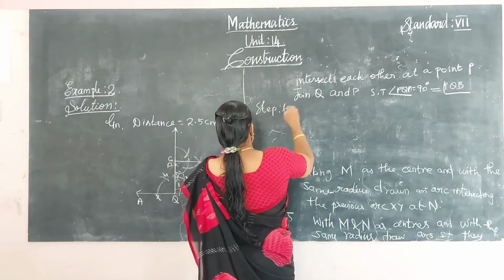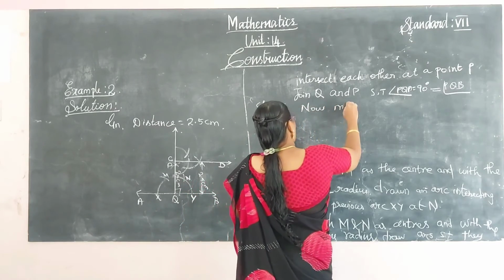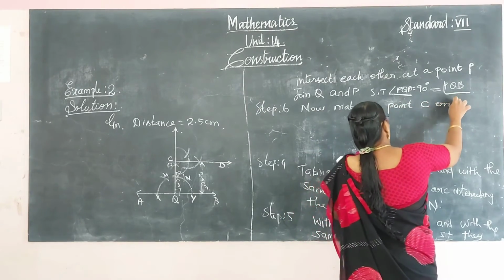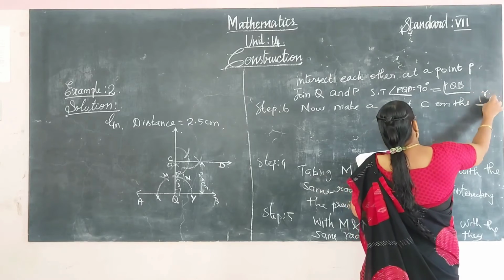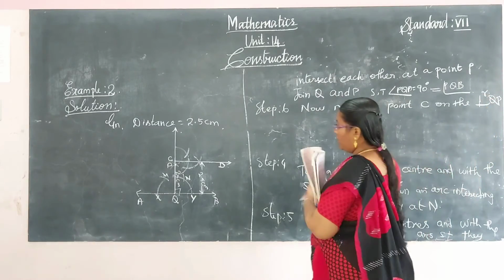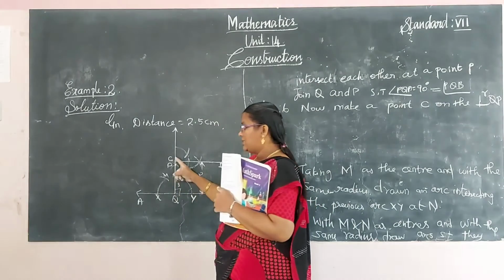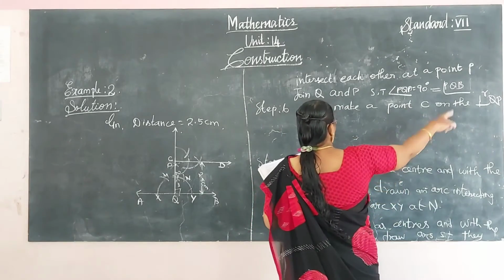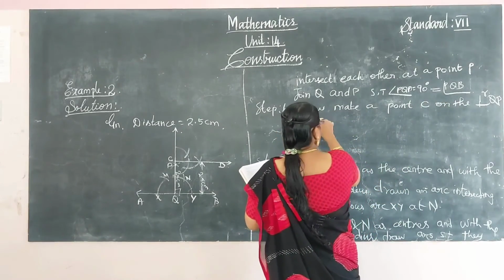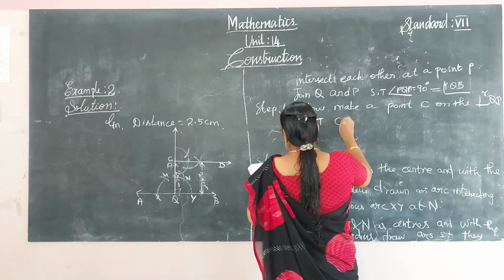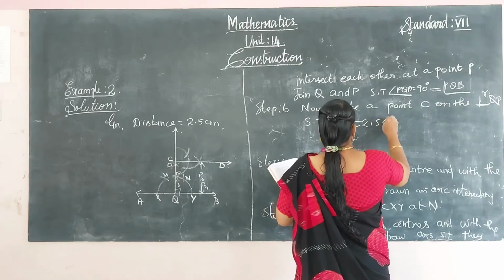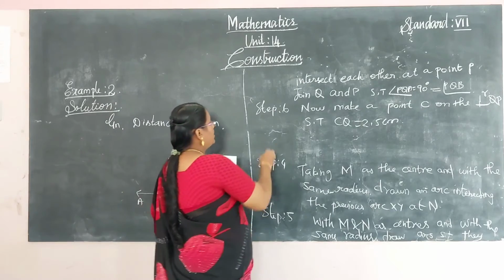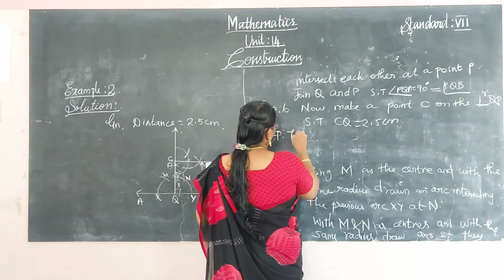Step 6. Now make a point C on the perpendicular QP. Extend QP, at a distance of 2.5 centimeters, such that CQ is equal to 2.5 centimeters. We drew it at a distance of 2.5 centimeters. Right, and next step 7.